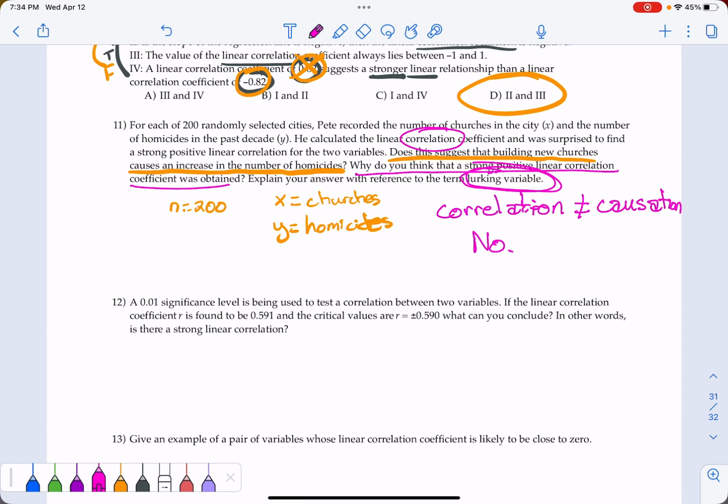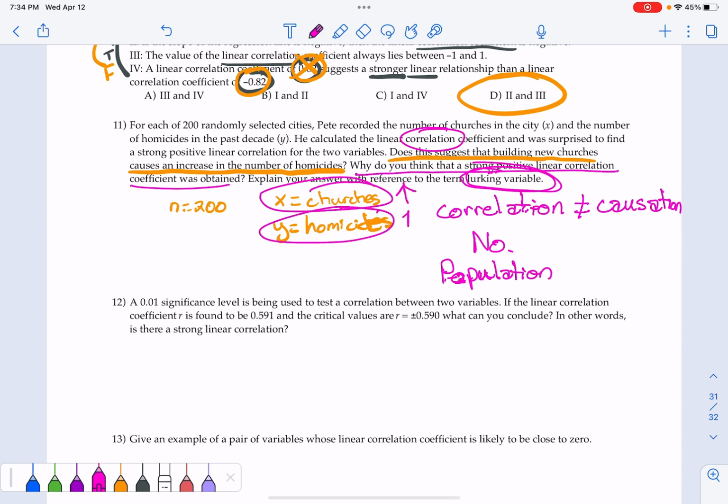Well, let's talk about population, right? If the population of a town is increasing, they're probably going to have more churches. That's going to go up. And homicides are probably going to go up just because there's more people in that area. So just because they're both increasing doesn't mean that more churches are causing more people to kill each other. It's probably the population increasing that's doing that to both of those, okay? So population is the lurking variable.